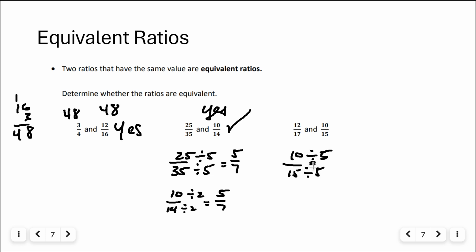5 goes into 10 2 times, 3 times, 2/3. No. These are not the same. 12 over 17 and 2/3, definitely not the same.